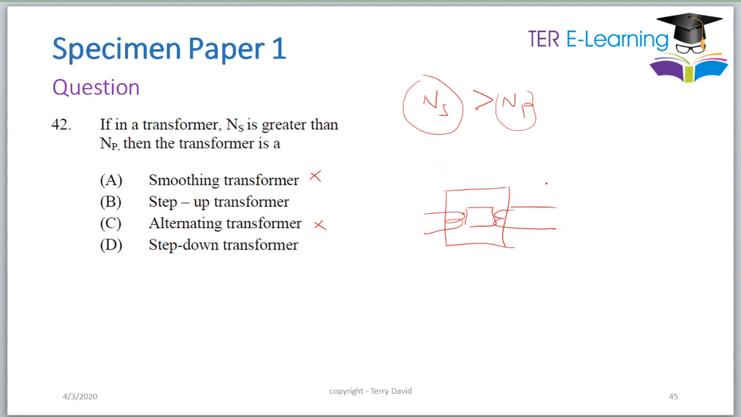So this is secondary, and this is primary, right? And they're saying that the number in the secondary is greater, which means I am stepping up the voltage. The formula that I'm using to make that assumption is this: number of turns in primary over number of turns in secondary is equal to voltage in primary over the voltage in my secondary, right? So therefore, in this particular case, it's a step-up transformer, right? So the answer is this.